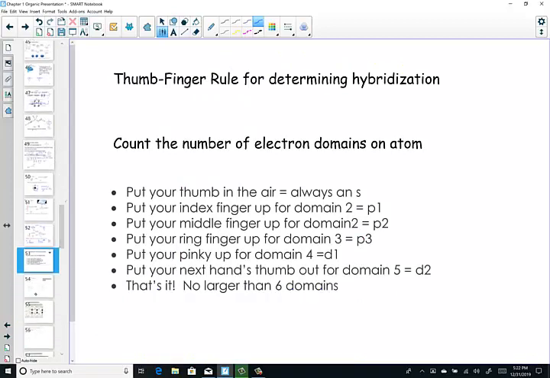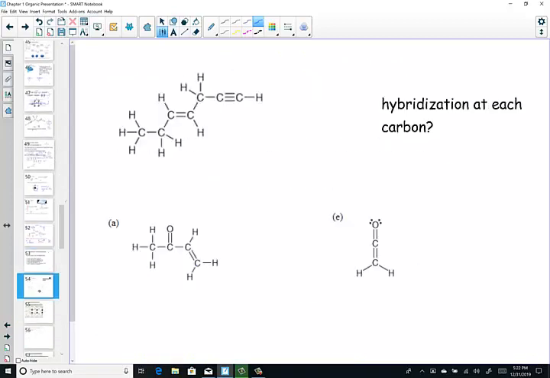Shall we try some? What is the hybridization at each of these carbons? And let's just look at this structure first. Let's number 1, 2, 3, 4, 5, 6, 7. We have 7 carbons in that particular structure.